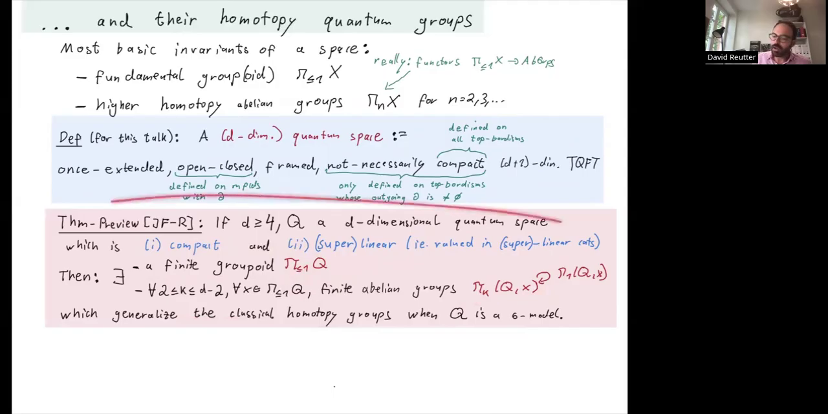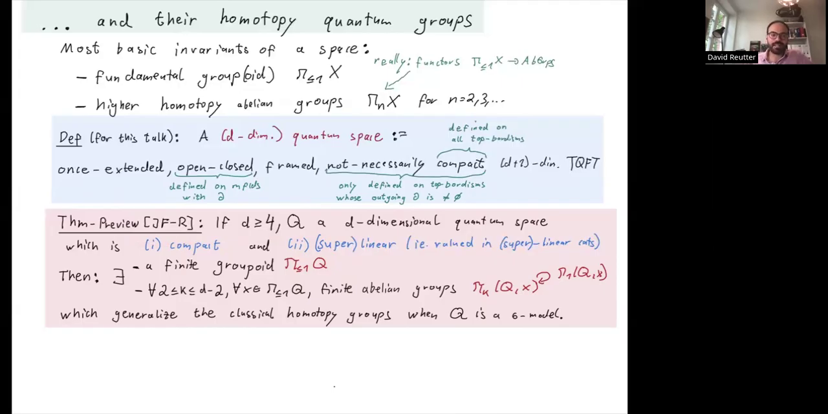So up to this point, these pairs of a bulk theory and a boundary theory behave a bit like a topological space. And now we're really concrete and saying, look, if you're in high enough dimension, you can actually recover fundamental groupoids and homotopy groups from such a gadget. We're not saying you can recover a space.